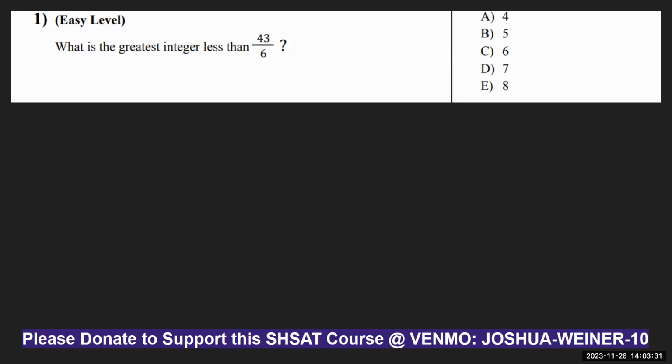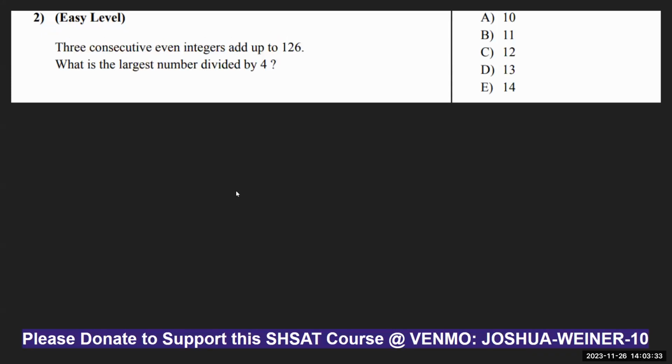Question number 2 reads, 3 consecutive even integers add up to 126. What's the largest number divided by 4? Well, here we have a shortcut that we can use from our knowledge of integers in a row. So let's say the middle number is x. Then the next even integer will be 2 greater. And the next integer after that will be another 2, so it'll be 4 units greater.